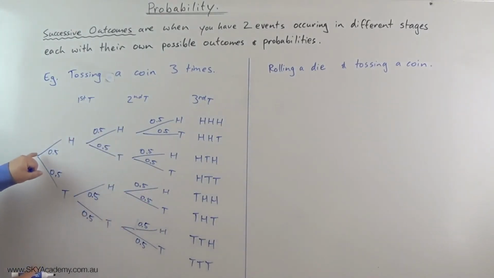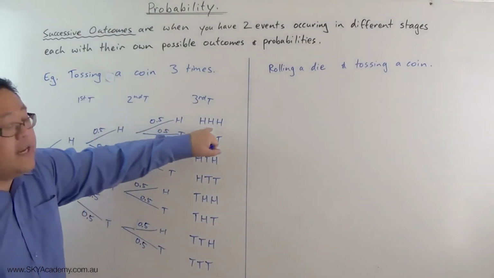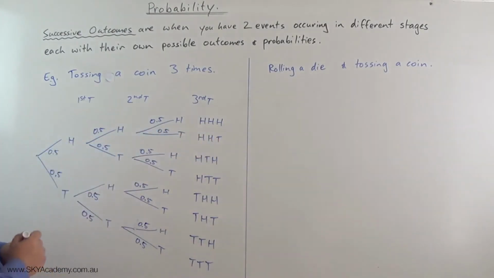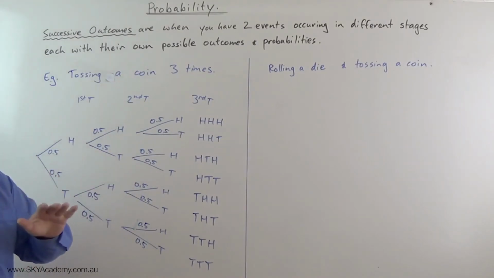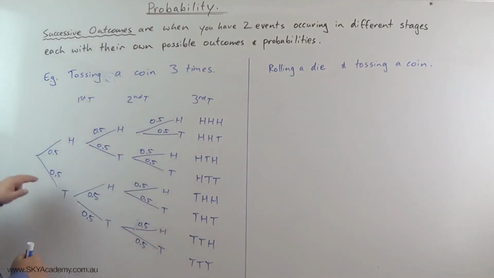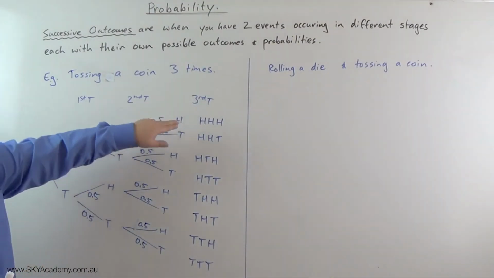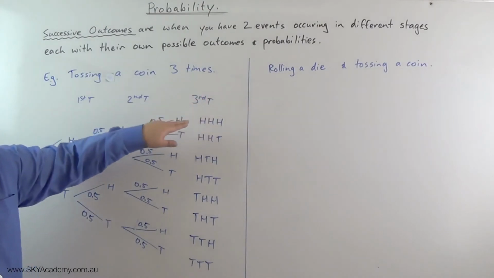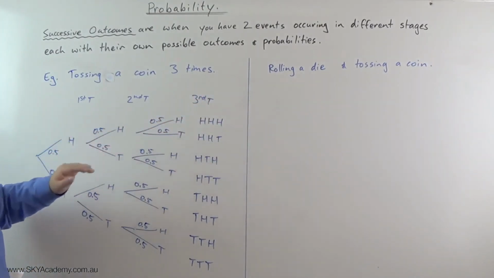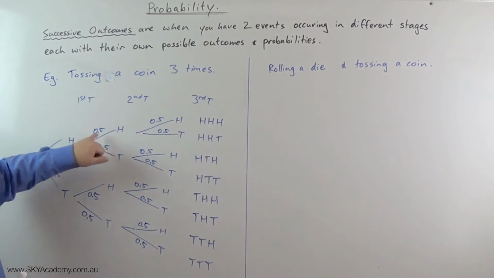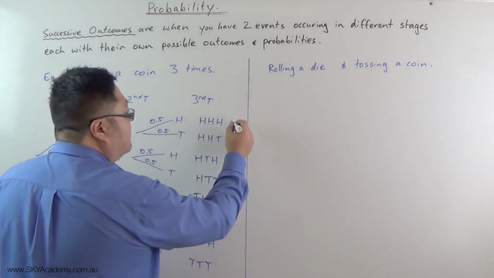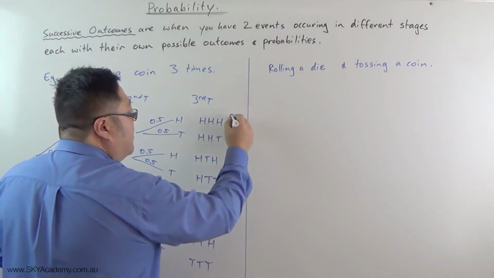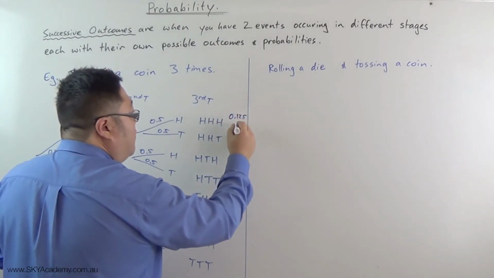Now, what's the probability of getting 3 heads in a row? What you've got to do is employ what we call the multiplication principle. The multiplication principle says this: as you go across the branches to get the probability of that outcome, you multiply the probabilities. This times this times this gives you, what's a half of a half of a half? It's 0.125 or 1 over 8.